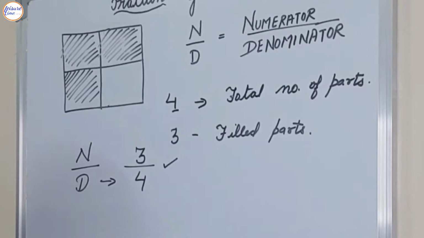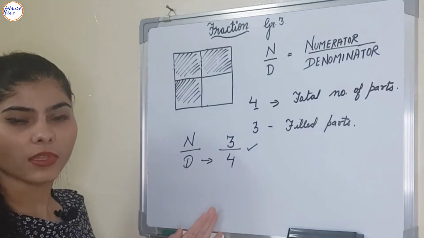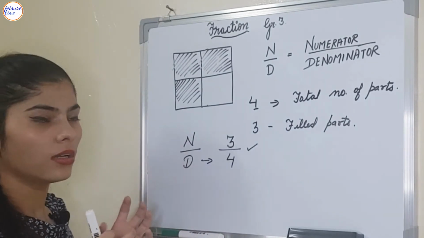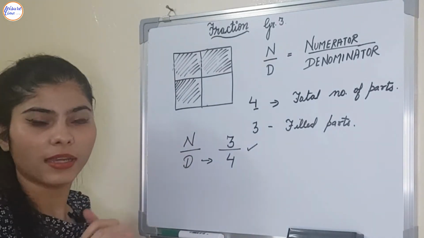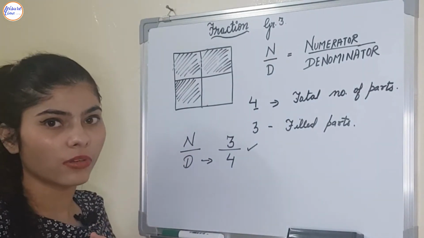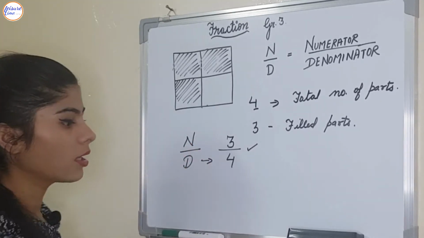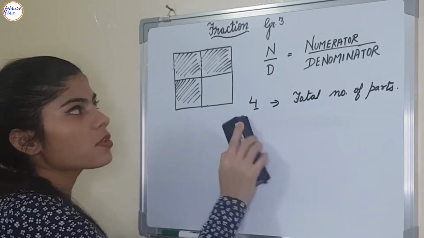Clear? Now the fraction, what is fraction? The fraction represents the parts of a whole. The parts of a whole means how many equal parts divided by total number of parts in the square or in the circle. Okay, so let's start the types of fraction.